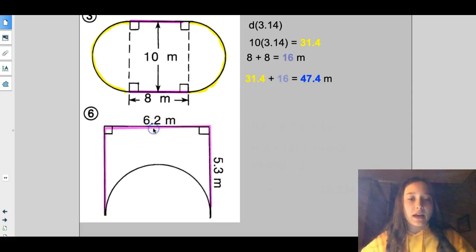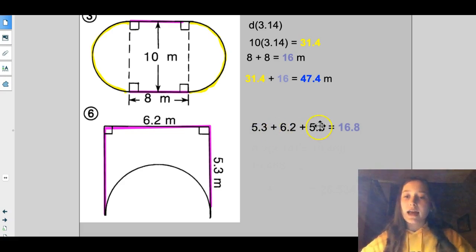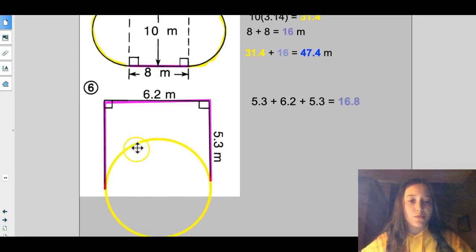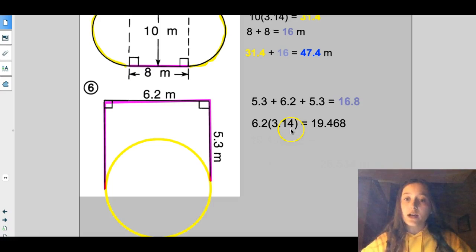So here we have this odd looking shape, and we're going to take this 5.3, 6.2, and then this 5.3 over here, and we're going to add them together to start, and we get 16.8. So now we want to find the circumference here of this circle. So we're going to take this 6.2 as our diameter here, and we're going to find it by taking that and timesing it by 3.14. By doing this, we get 19.648.